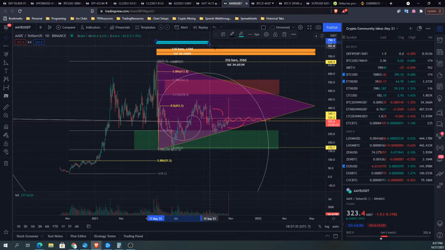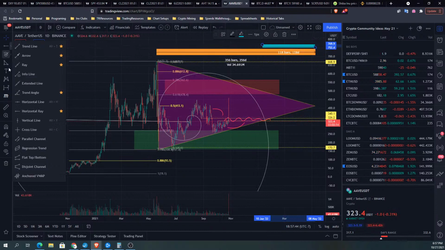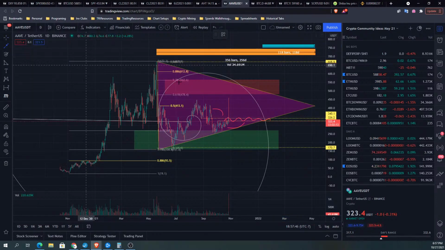So this isn't accurate, but roughly speaking, this consolidation should resolve itself somewhere right around here. Right there. So it's something like that. My hunch is that this move up here was too fast. It's got to go through this whole symmetrical process.